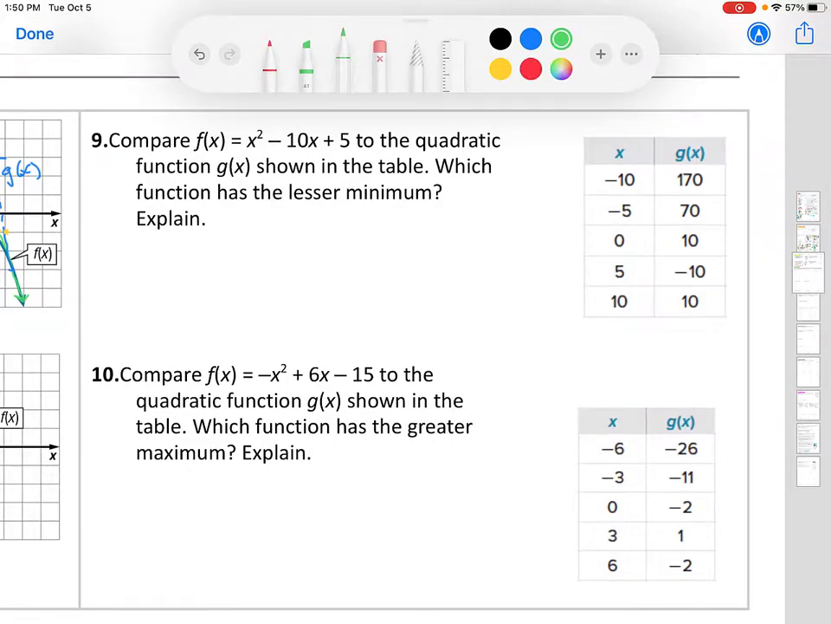Okay, now it tells me an equation. F of x is x squared minus 10x plus 5. Compare it to the quadratic function g of x shown in the table. Which function has a lesser minimum? Okay, we have to do a little bit more work. So g of x is over here on the table. And what's the smallest number we have there?